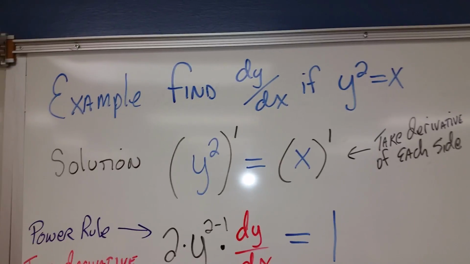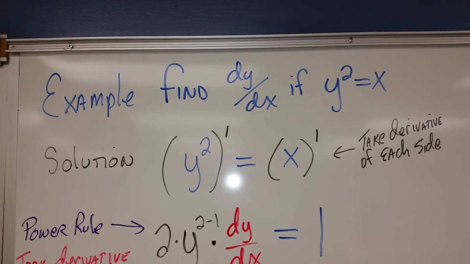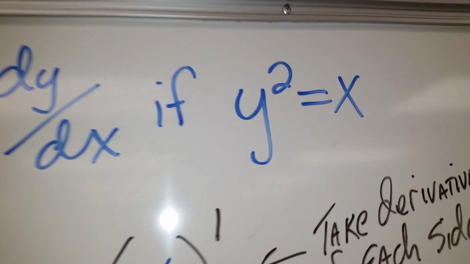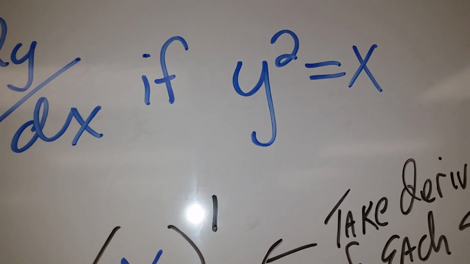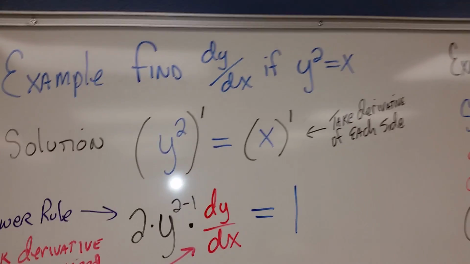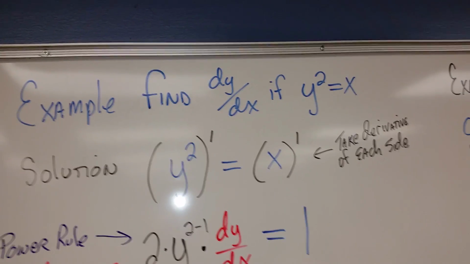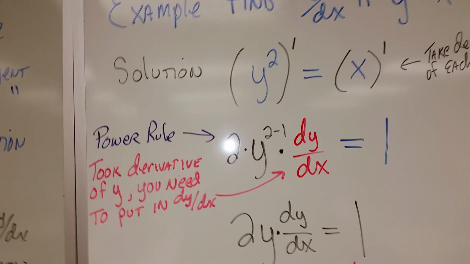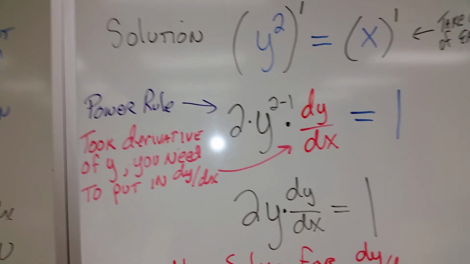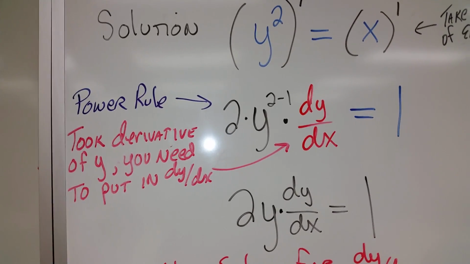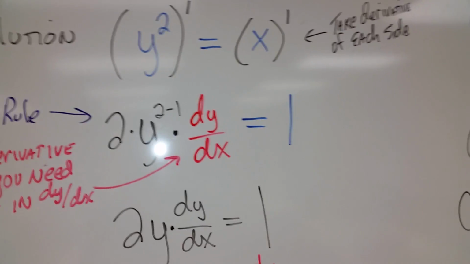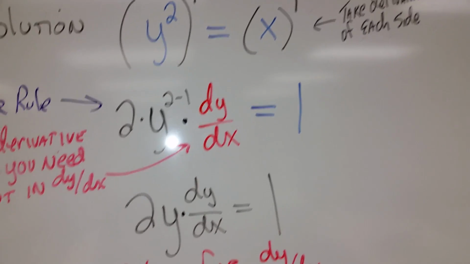This one is one that they used in the book. Find the derivative of y with respect to x if we have the equation y squared equals x. So y is definitely not a function of x here. So for our solution, what do we do? We take the derivative of each side. For our left side, we're going to use the power rule. And since we're taking the derivative of y, we're going to throw in the dy dx. The derivative of x is just 1.